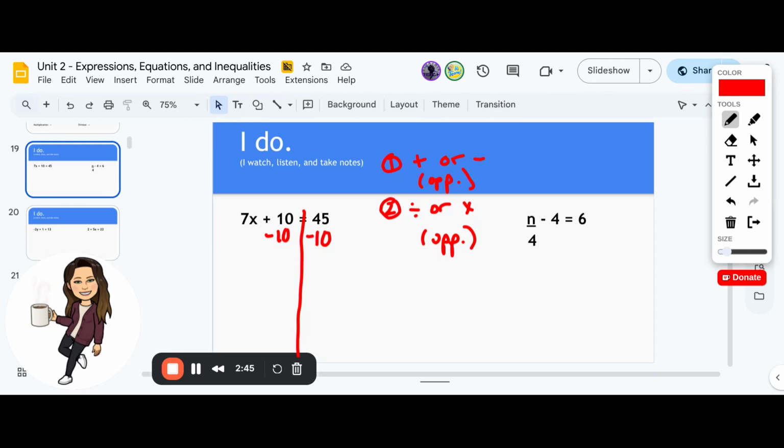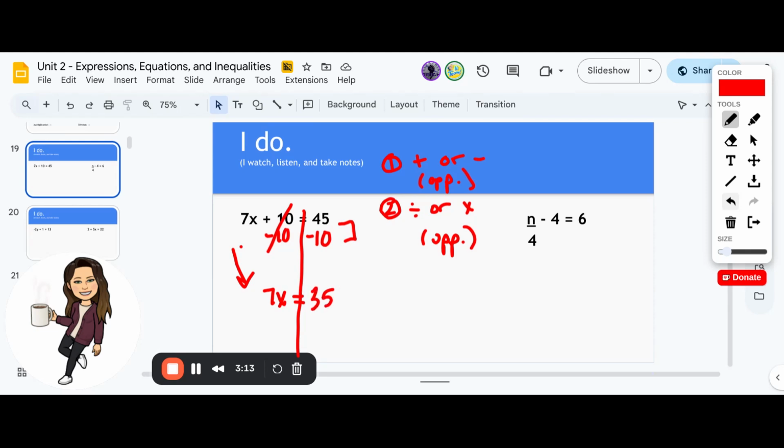Remember that analogy of backpack and lunchbox. The 7 is the backpack. Don't touch it first. If you need to cover it up so that you understand you're not touching that x first, you go for it. And then 10 minus 10 goes away. That's the whole point of doing the opposite. That's how you bring your 7x down. And then you got a math problem over there. That's your first step. 45 minus 10 would be 35.